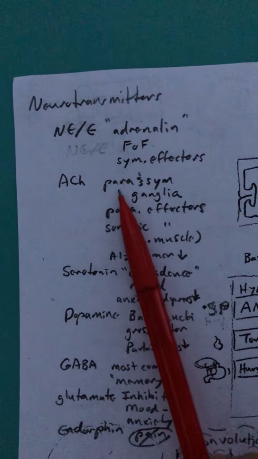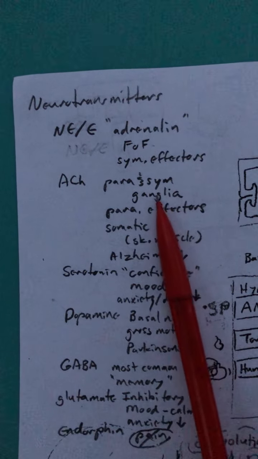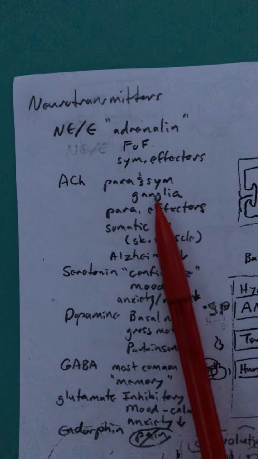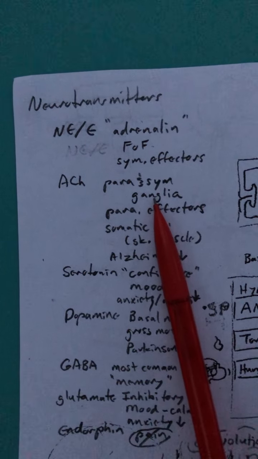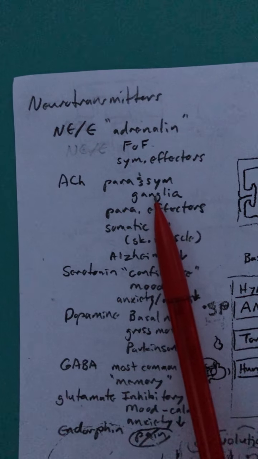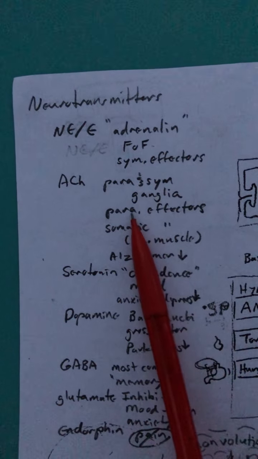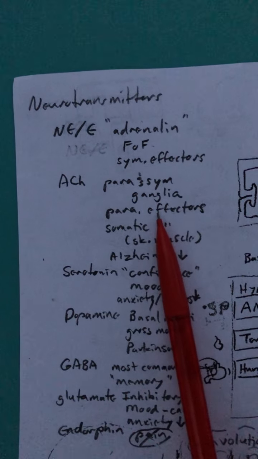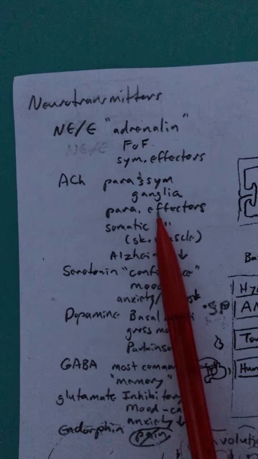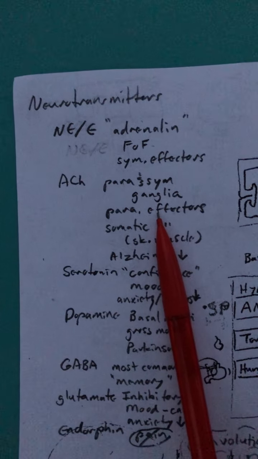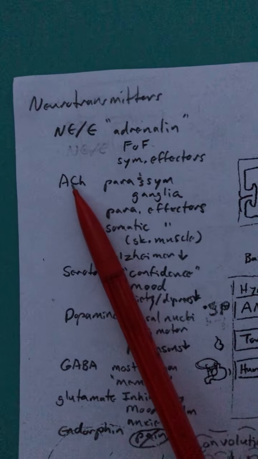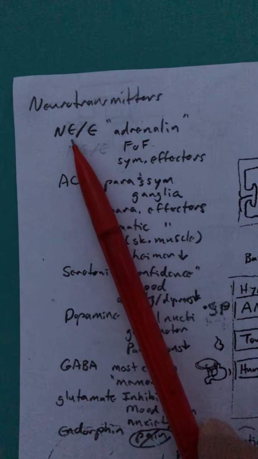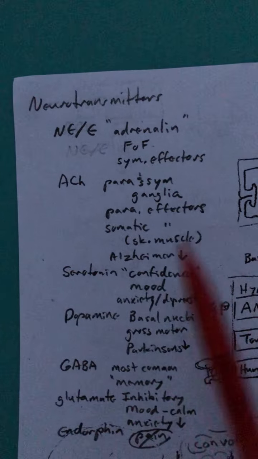Acetylcholine is part of your parasympathetic nervous system and your sympathetic, because at the ganglia, the first step in which they're sending signals towards their effectors, both the sympathetic and parasympathetic use acetylcholine. Acetylcholine also is used at the parasympathetic effectors. So, the parasympathetic uses acetylcholine at the first and second synapses. The sympathetic uses acetylcholine at the first synapse and norepinephrine at the second synapse.